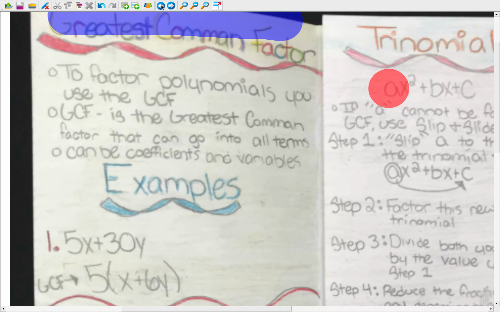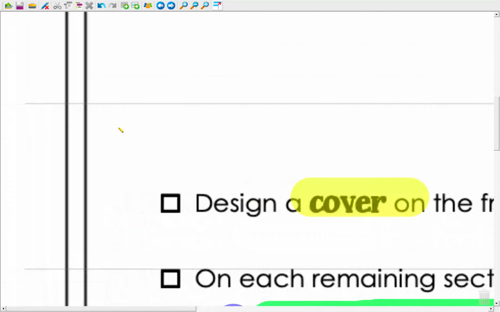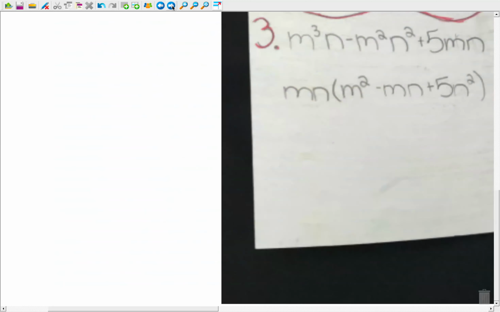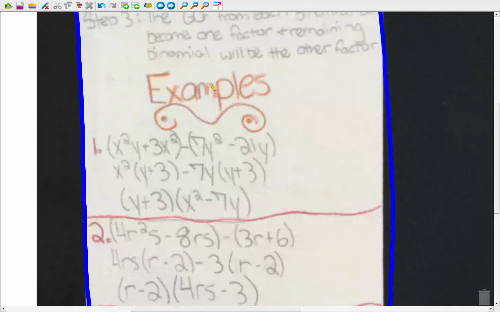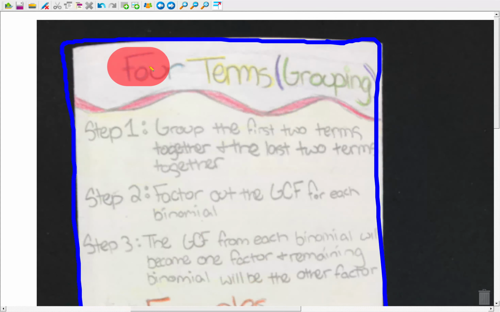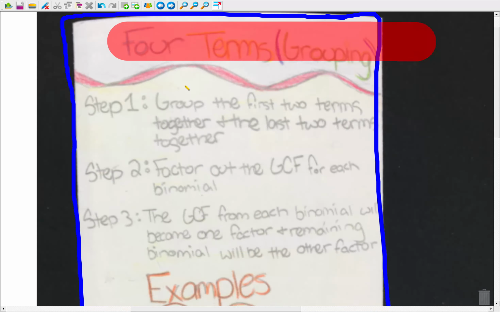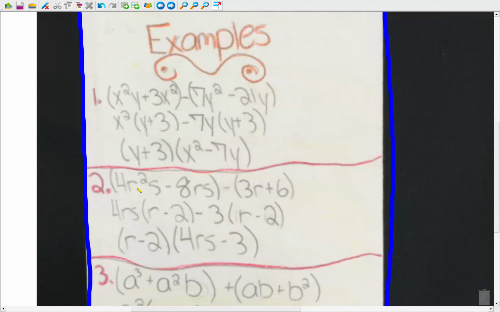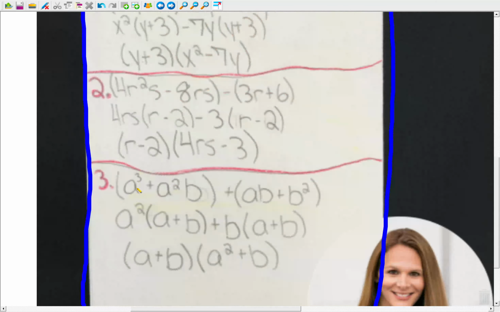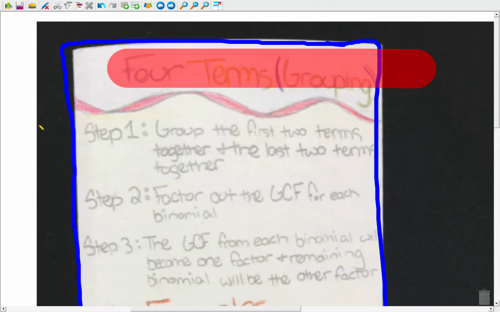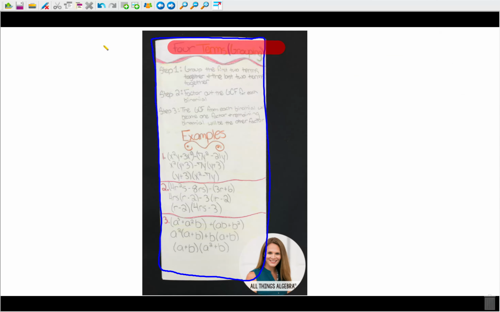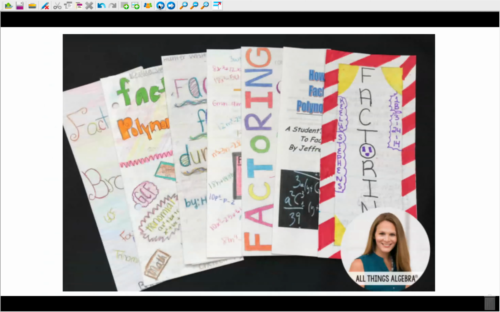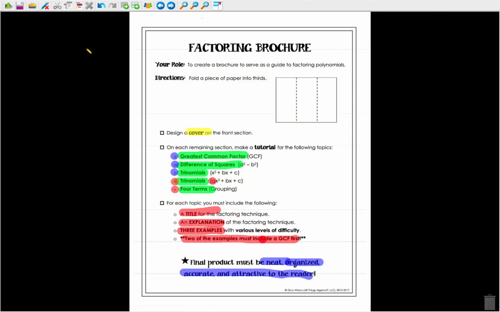And last is grouping. Grouping is when you have the 4 terms, and with those, let's see, here we go. You've got to remember the title goes at the top of that fold, and then your instructions and examples, okay? I suggest you look online to help you come up with some example problems, or you can copy the example problems that are in the booklet. Again, this will count for a test grade.